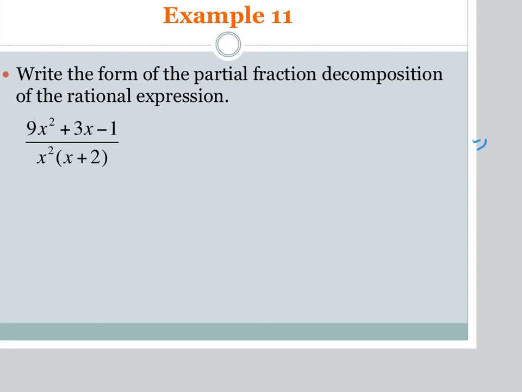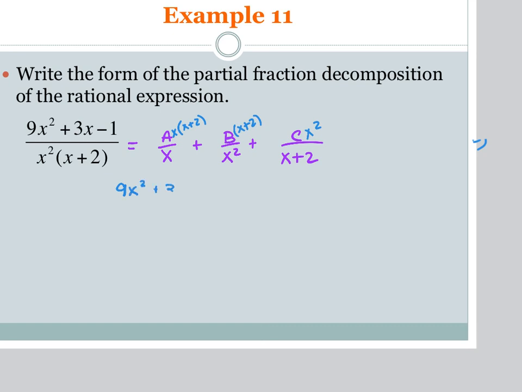Okay, last one. Again, repeated factor. So A over x, B over x squared, C over x plus 2. So A is missing the second x and the x plus 2. B is missing the x plus 2. And C is missing the x squared.